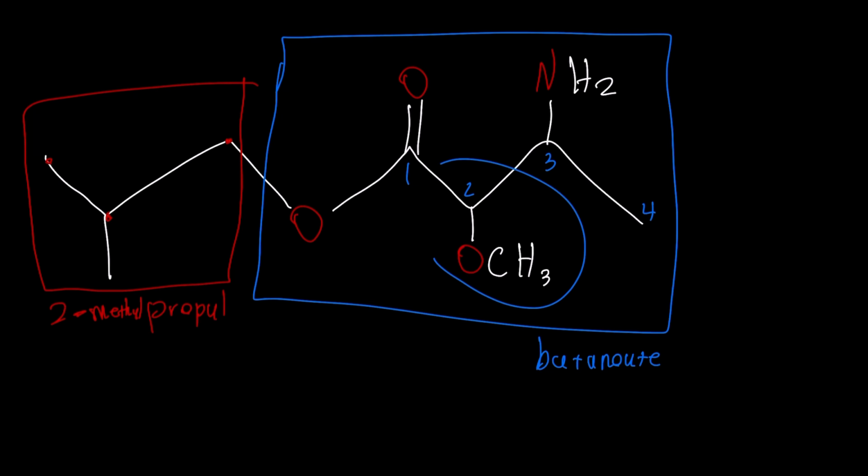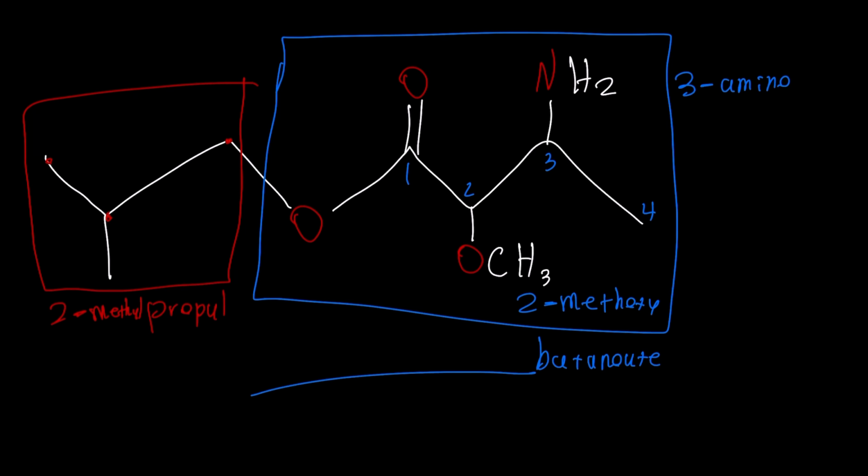We have 2 substituents. Whenever you see OCH3, that's going to be called methoxy, and in this case it's on position 2. If you see it with 2 carbons, it's ethoxy. If you see it with 1 carbon, it's methoxy. Now this NH2 is called amino, and it's on carbon 3, so it's going to be called 3-amino.